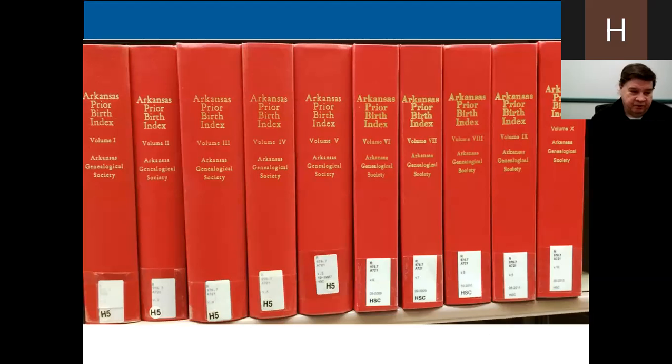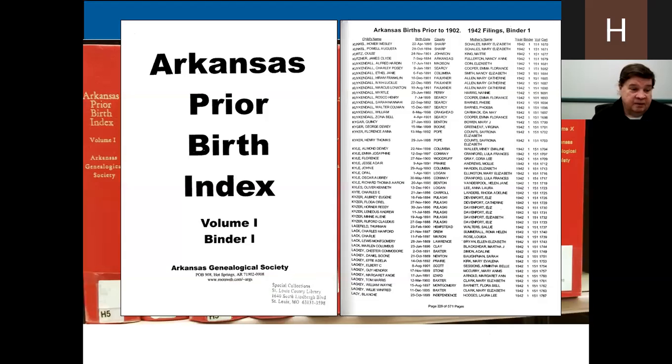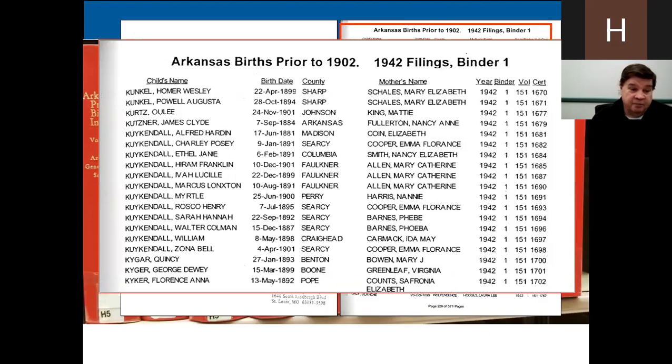If your family came from Arkansas, there's this whole series of books, the Arkansas Prior Birth Index. And basically, when you look inside it, it's just a list of names alphabetically of people who registered, in this case in 1942. They registered their birth. They were born long before that. It lists their names, what county, mother's name, and other information to help you find the actual certificate.